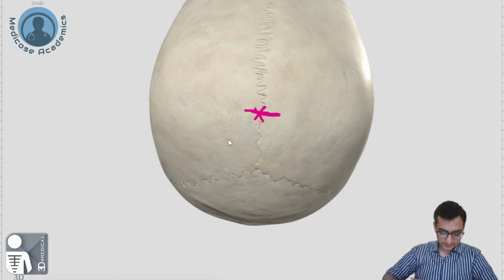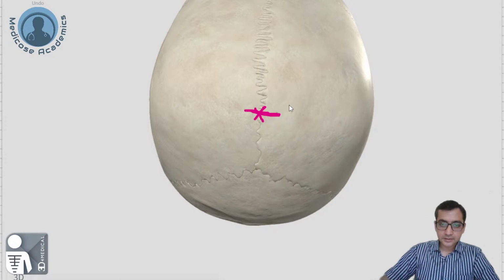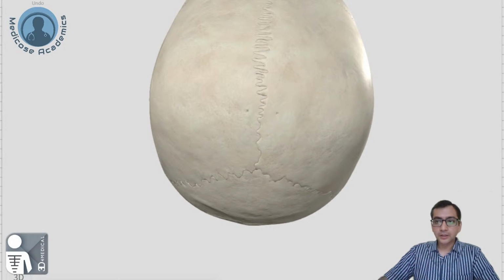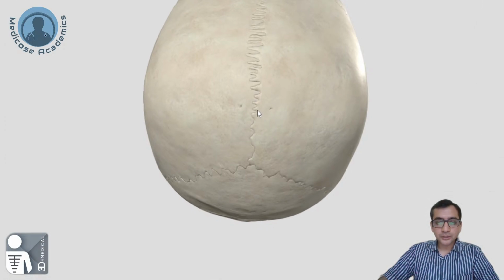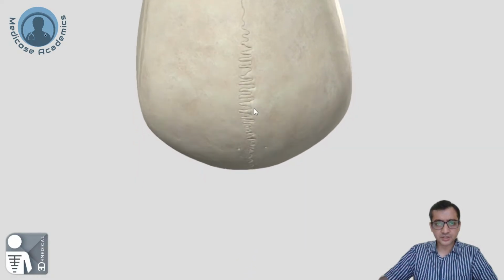If you join these two lines, the point where the line is in the midline and joining the sagittal suture is called obelion. This point is called obelion. So this is about obelion. We've talked about the vertex. Obelion is roughly 1 to 2 inches in front of the lambda. So these are the features that you must remember.